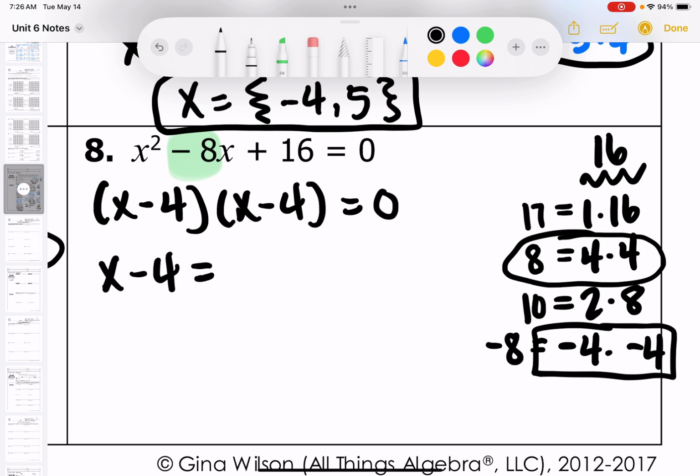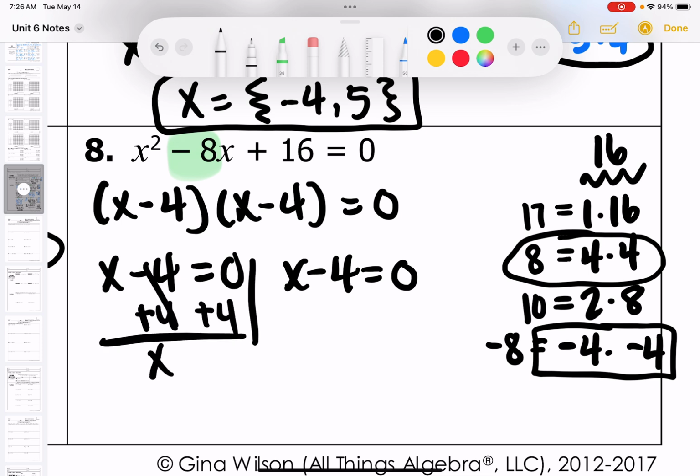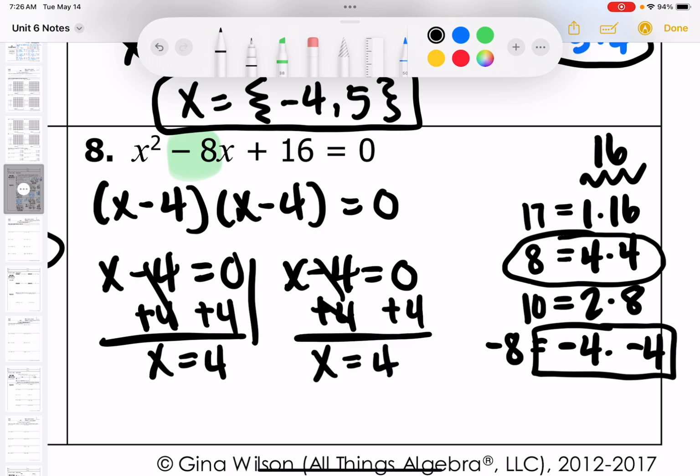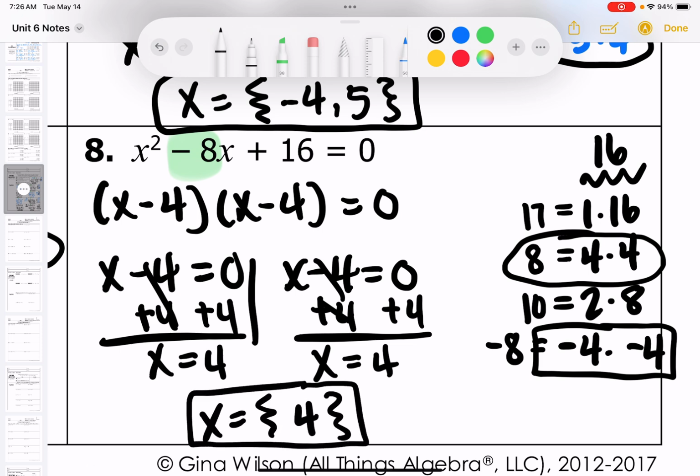Then I'm going to equal them to 0. So again, we get the same answer for both equations, so when I make my squiggly brackets, I'm only going to write it once. And that concludes the notes for solving quadratics by factoring.